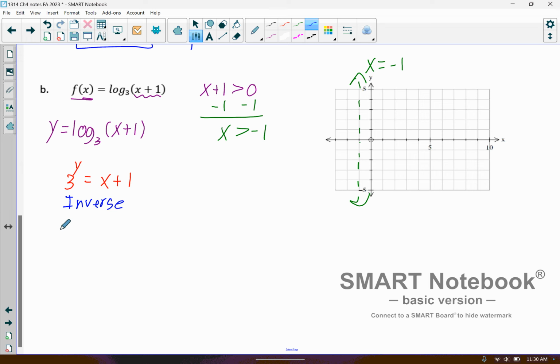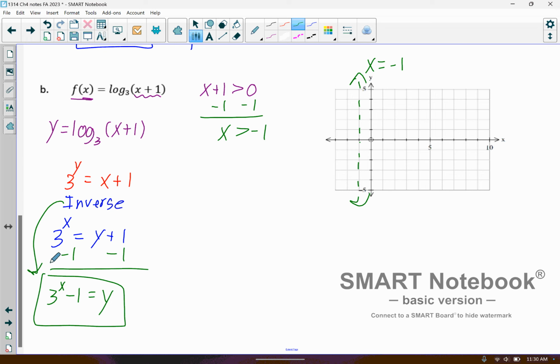So now my inverse is going to be 3 to the power of x equals y plus 1. And then last, we want to go ahead and subtract 1 from both sides. So we're going to have 3 to the power of x minus 1 equals y. And so that is the inverse. That's going to be my inverse. And so what we'll do is we'll make a little table of this and then swap them. And that will be my table for my actual original function that I had up here.